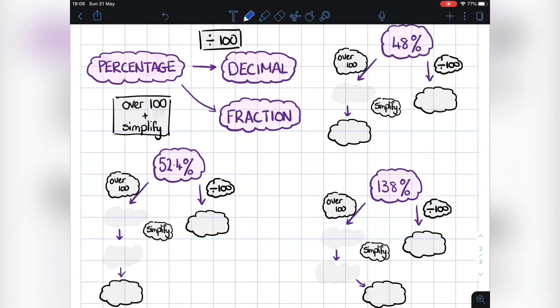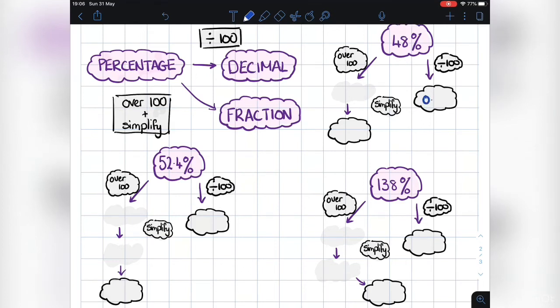Let's start with the top right here, so 48%. So divide 48 by 100, and that gives us a decimal of 0.48. 52.4 divided by 100 gives me 0.524. And then 138 divided by 100 gives me 1.38.